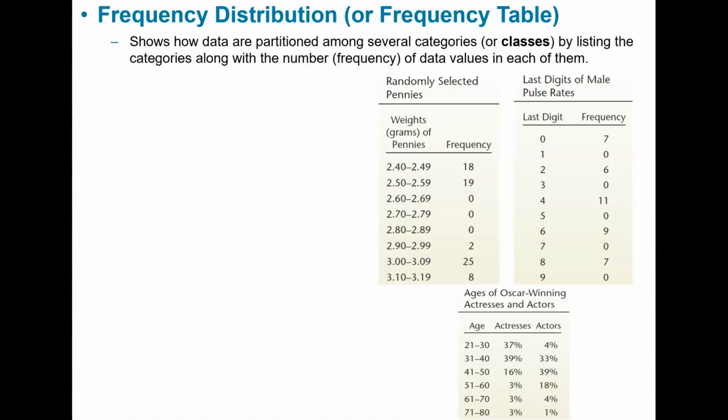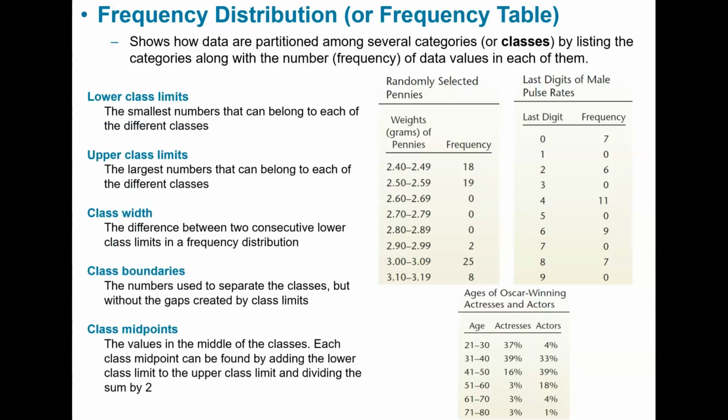The class listed as an interval has lower and upper class limits. The lower class limits are the smallest numbers that can belong to each of the different classes. For example, in the first one, it's 2.4, 2.5, 2.6, and so on. The upper class limits are the largest numbers that can belong to each of the different classes. In the first table, it's 2.49, 2.59, 2.69, and so on. The class width is the difference between two consecutive lower class limits. For example, in the first table, the class width is determined by subtracting 2.4 from 2.5.